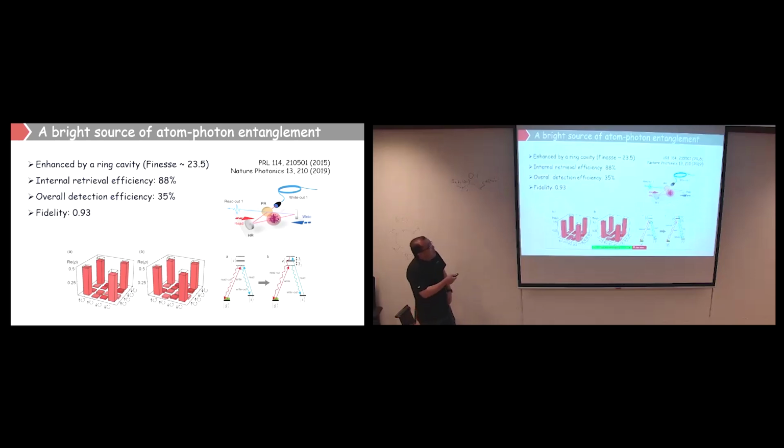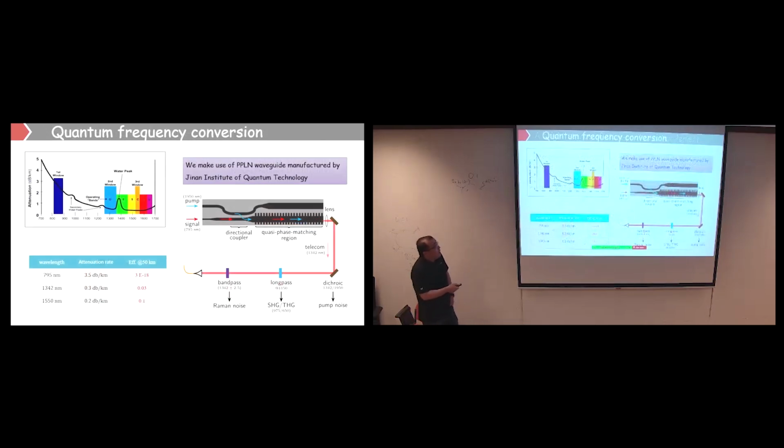Here, I'm not doing the atomic part. I'm not an atomic person. These are slides from my collaborator Xiao Guibao. It's his result. He's using a rubidium cold atom ensemble, with an internal retrieval efficiency of 88% and a fidelity of about 93%. What I'm doing for him is this: his wavelength is about 795 nanometers, and this is not good for fiber transmission.